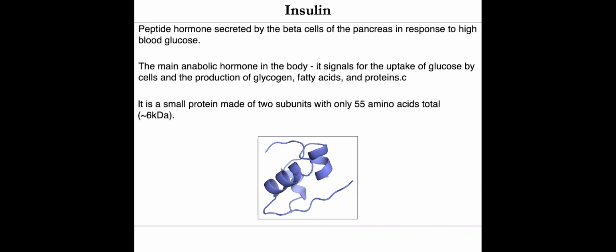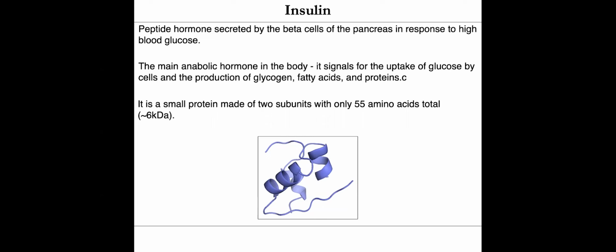So the next protein we're going to talk about is insulin. Insulin is a peptide hormone that's secreted by the beta cells in the pancreas in response to high blood glucose. So it's the main anabolic hormone in the body. What it does is it'll bind to receptors on your cells and signal for the uptake of glucose by those cells. So it'll therefore decrease the blood glucose level.